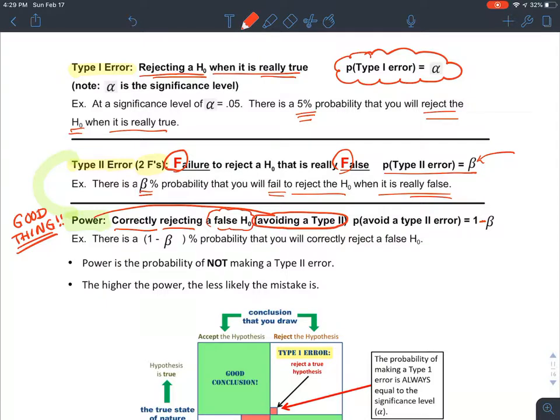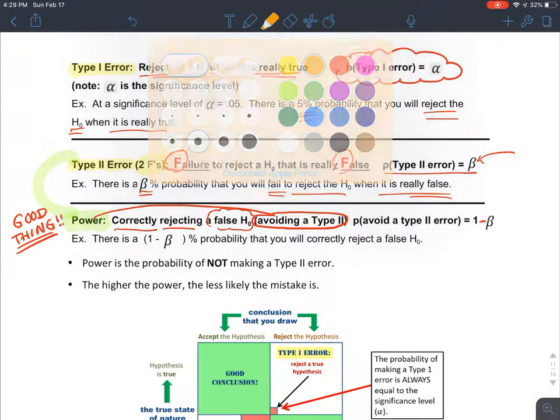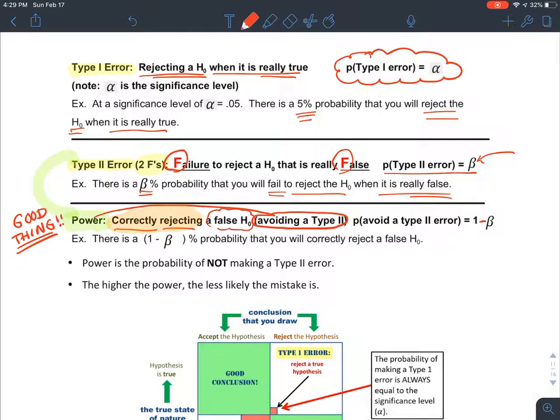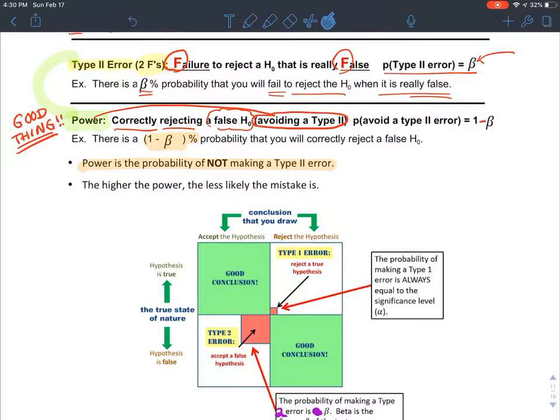Okay? So power is avoiding a type 2 error. And the best way, because it kind of flows off the tongue sort of nicely, is to remember this phrase: correctly rejecting a null hypothesis that was false. To correctly reject, okay? So there's a 1 minus beta percent probability that you will correctly reject a false null hypothesis, okay? So power is the probability that you are not making a type 2 error, and of course, the higher the power, the less likely the mistake, okay?